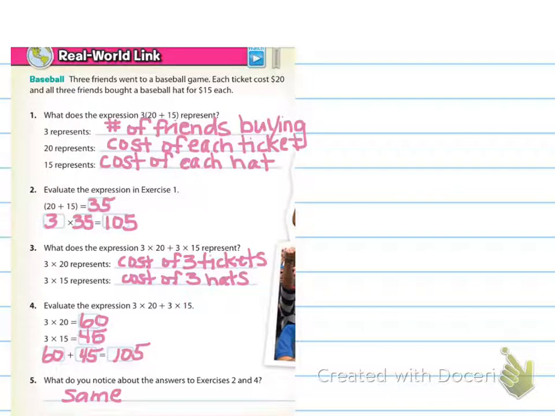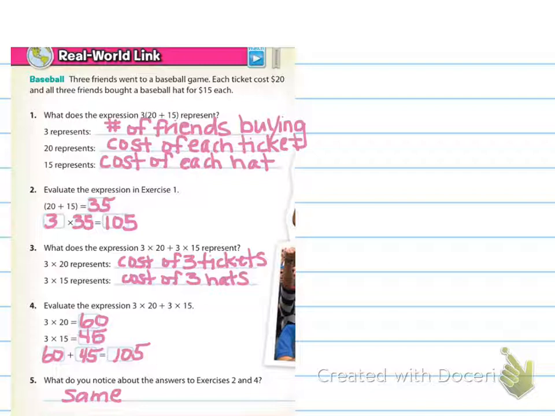All right, so for number 1, the number 3 represents the number of friends that are buying things. The 20 represents the cost of each ticket. The 15 represents the cost of each hat. And then for number 2, 20 plus 15 is 35, and then we take 35 times 3, which is 105. So it's going to be $105.